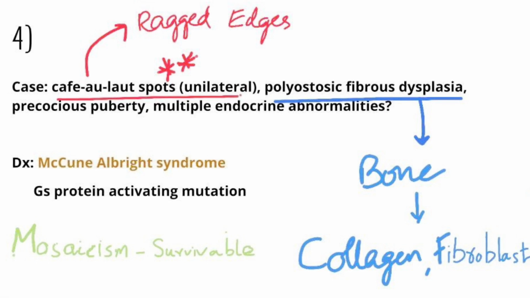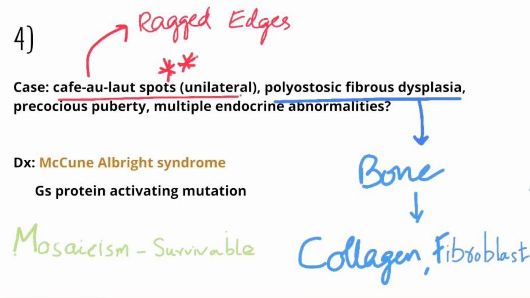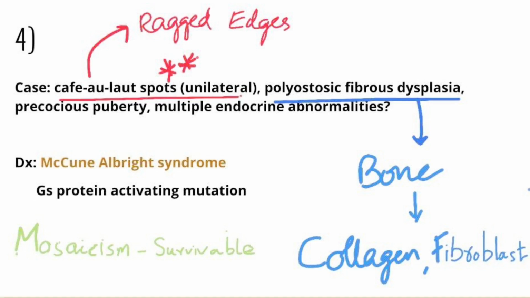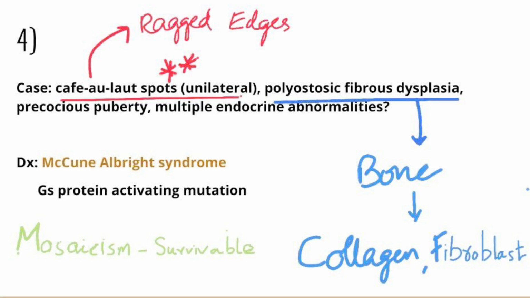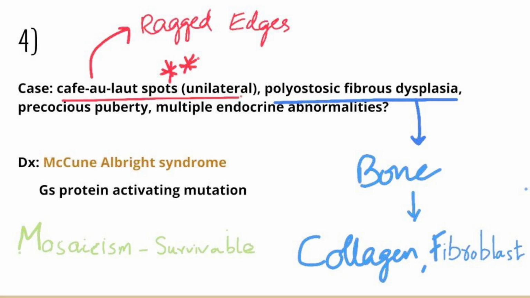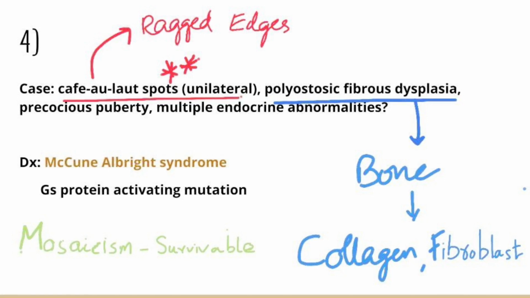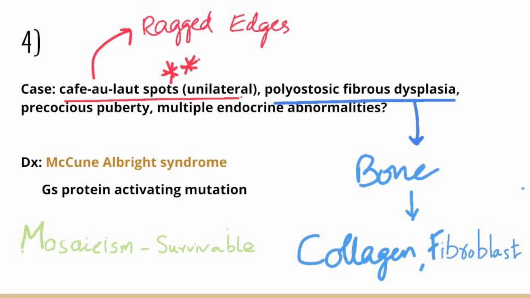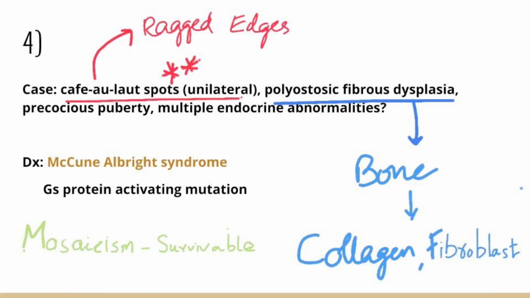The patient presents with unilateral café-au-lait spots, especially with ragged edges, and also has polyostotic fibrous dysplasia, that is, the bone is replaced by collagen and fibroblasts, and at least one endocrinopathy, most commonly precocious puberty. McCune-Albright syndrome is lethal if it occurs before fertilization because it affects all the cells, but the patient is survivable if the patient acquires this through mosaicism.